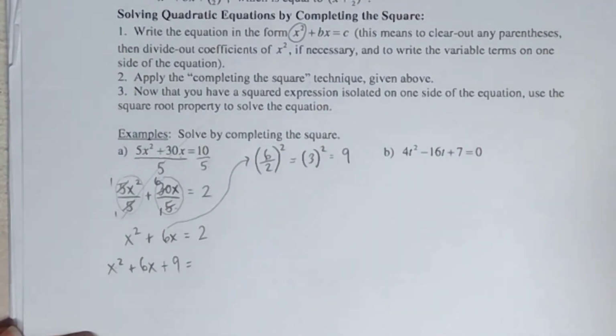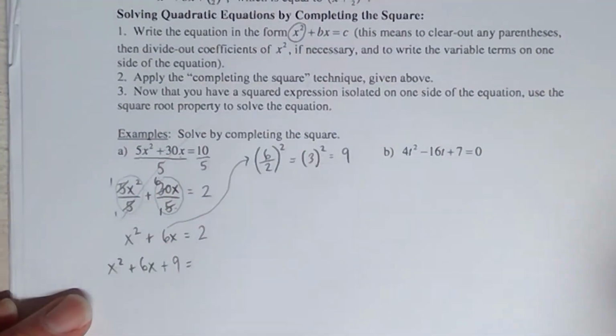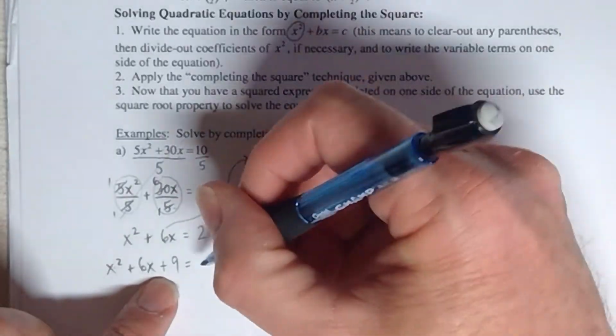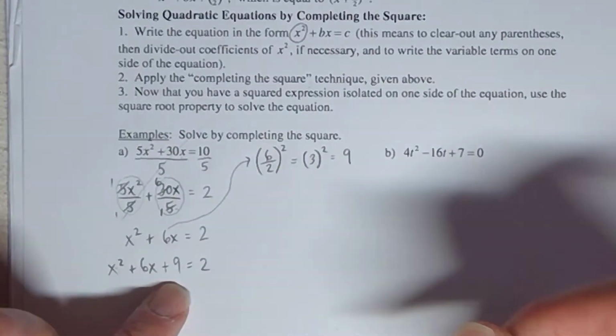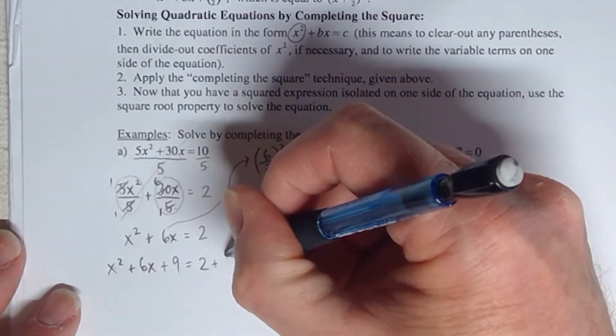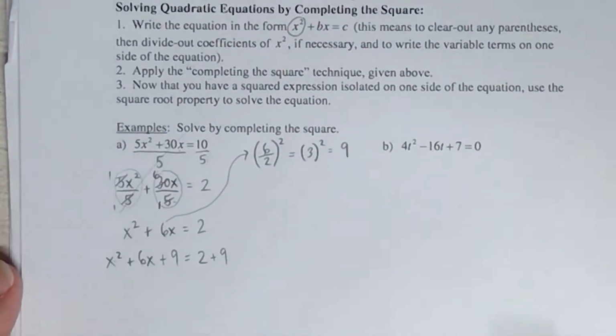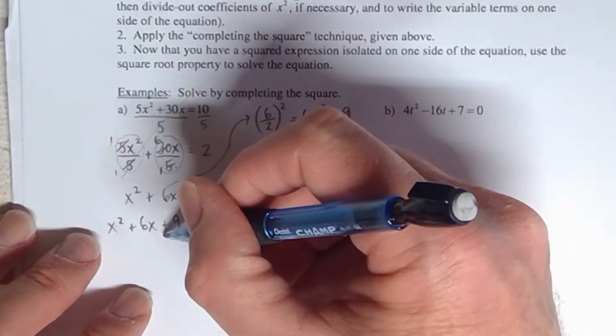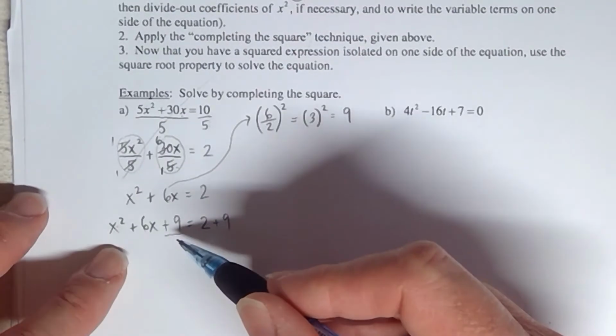But since I add 9 to one side, I need to add 9 to the other side as well. You can never add something to one side of an equation without adding it to the other, the same amount. But we need to add it to this side for a very special reason.